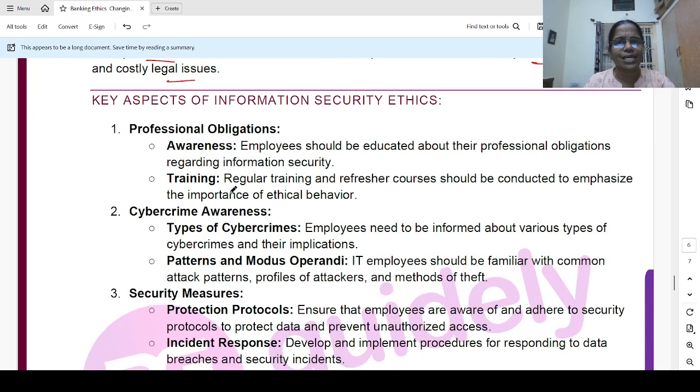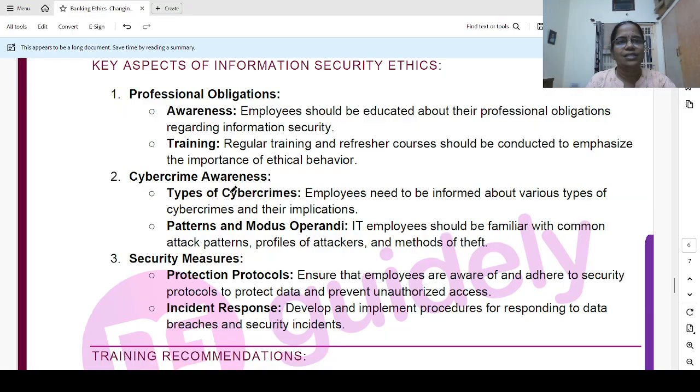So what are the key aspects of information security ethics? They have to have professional obligations. Employees should be educated about their professional obligations regarding information security. Regular training should be provided. Refresher courses should be conducted to emphasize the importance of ethical behavior.